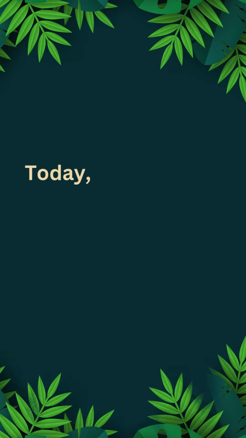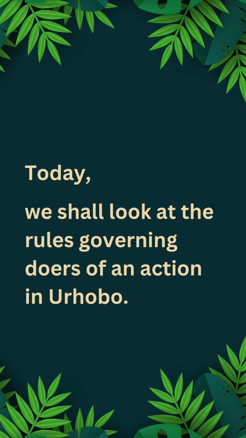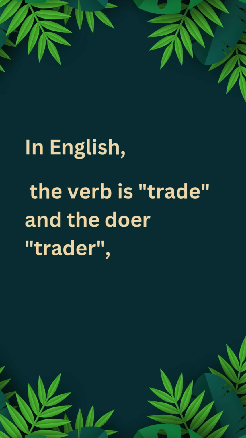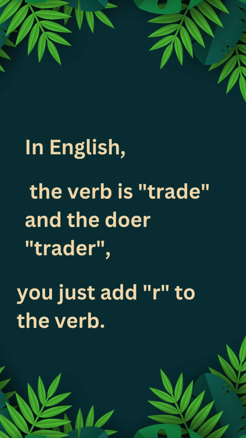Today, we shall look at the rules governing doers of an action in Urhobo. In English, the verb is trade and the doer is trader. You just add R to the verb.